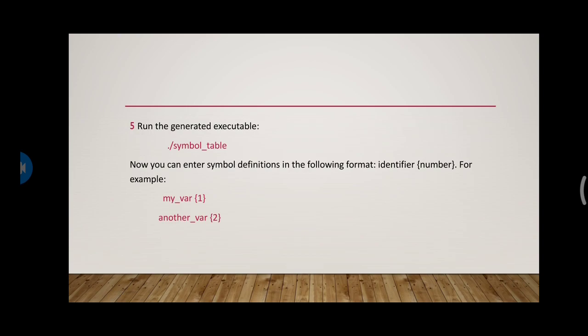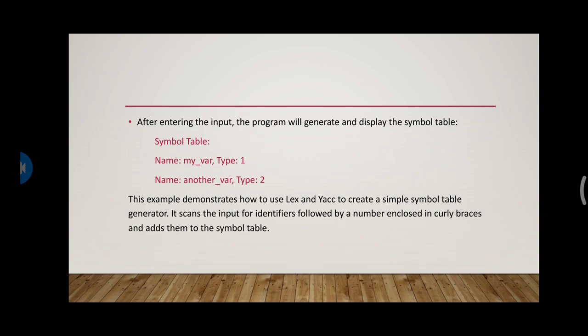And coming to the fifth step, run the generated executable by using ./symbol table. Now you can enter symbol definitions in the following format, like identifier number dot. For example, my var 1 and another var 2. After entering the input, the program will generate and display the symbol table. The displayed symbol table is like name my var equals type 1, and the name another var equals type 2.